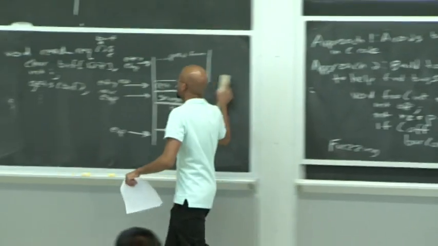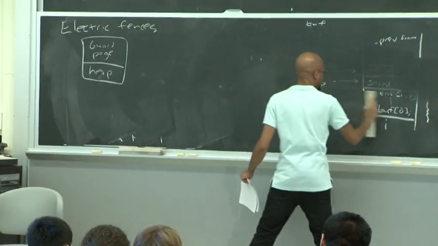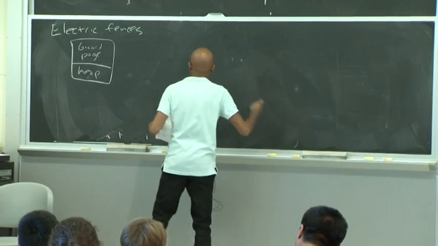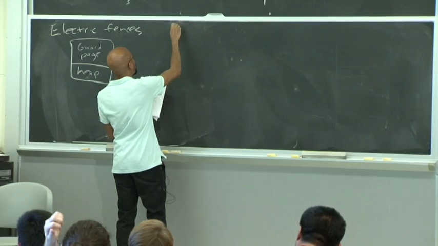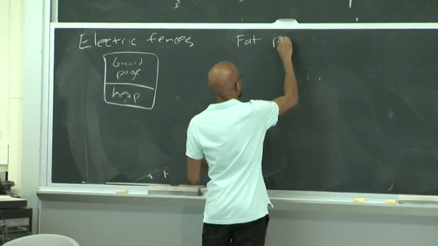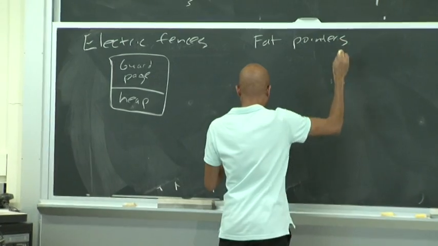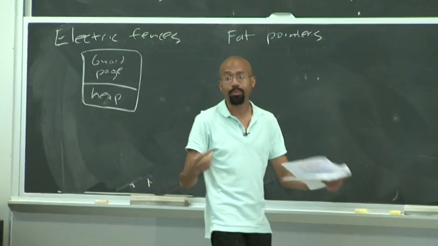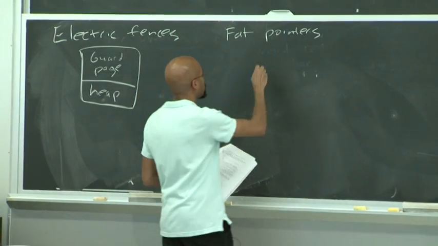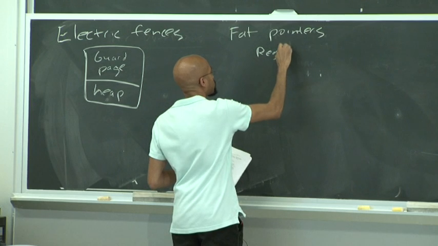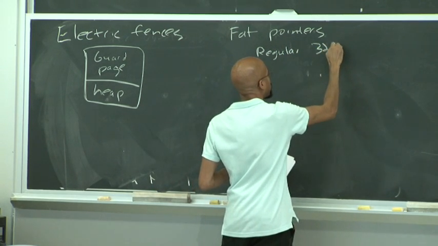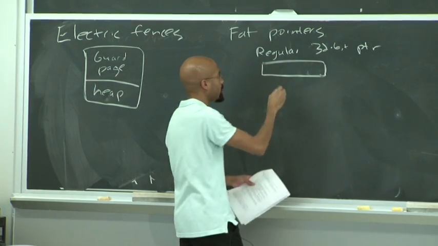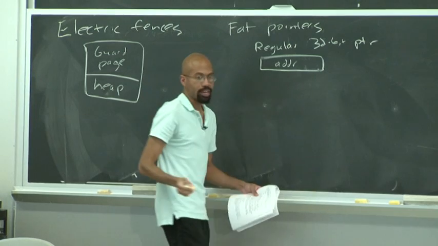And then another approach you can look at is what they call fat pointers. The idea here is that you actually want to modify the pointer representation itself to include bounds information in it. So, if you look at your regular 32-bit pointer, what does it look like? Well, it's just 32 bits, and then you've got an address, right?